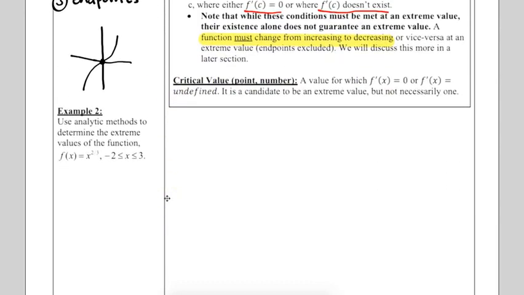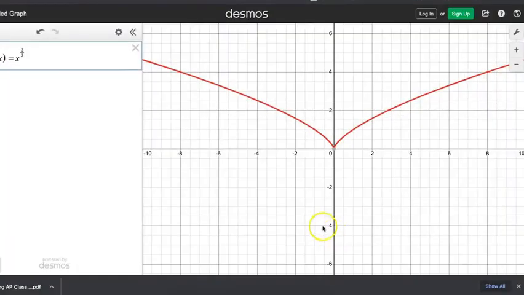So example 2, we're going to use analytic methods, meaning we're not going to use a calculator, and we're going to determine the extreme values of the function f of x equals 2/3 x, and we're going to consider that over the closed interval -2 to 3. All right, so let's try to picture what this graph looks like. I know that it says use analytic methods, but let's at least try to envision what this graph looks like. So over here is my function. This is what our function looks like, and we're looking at it from -2 over here to +3. That at least gives us an idea of what we're looking at.